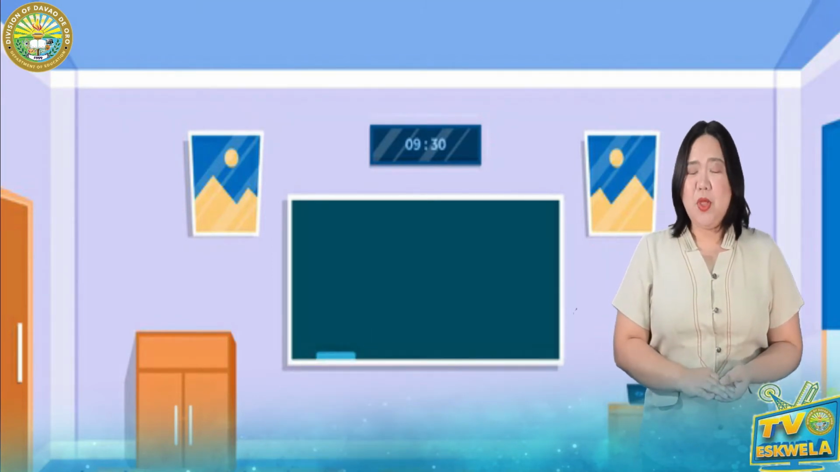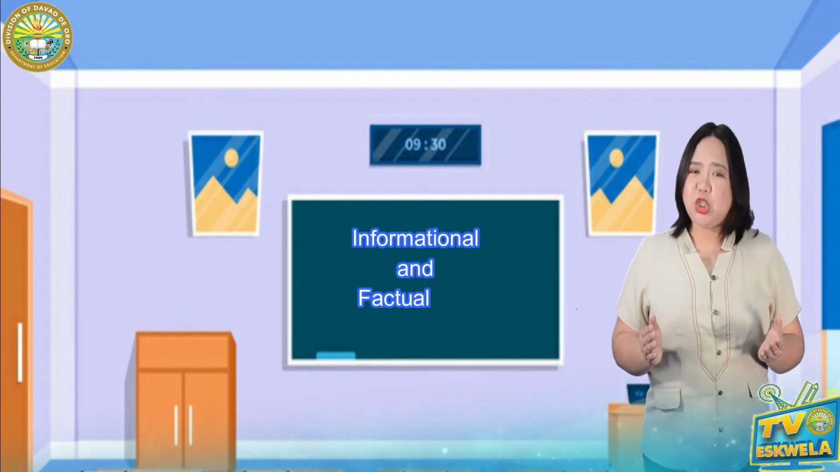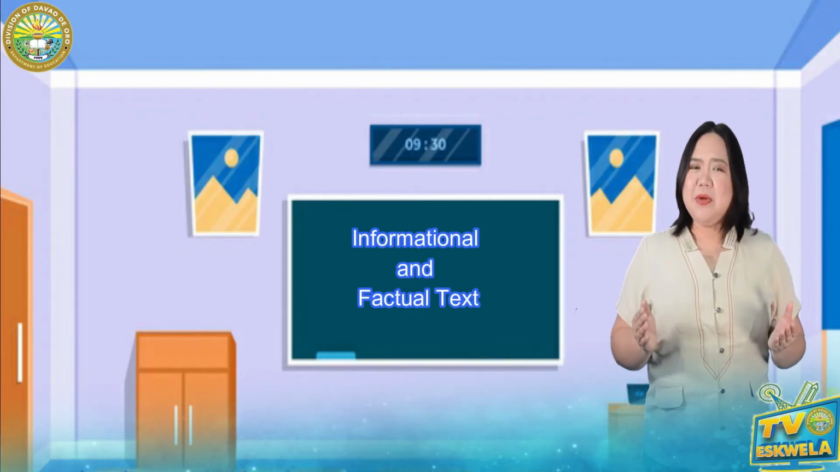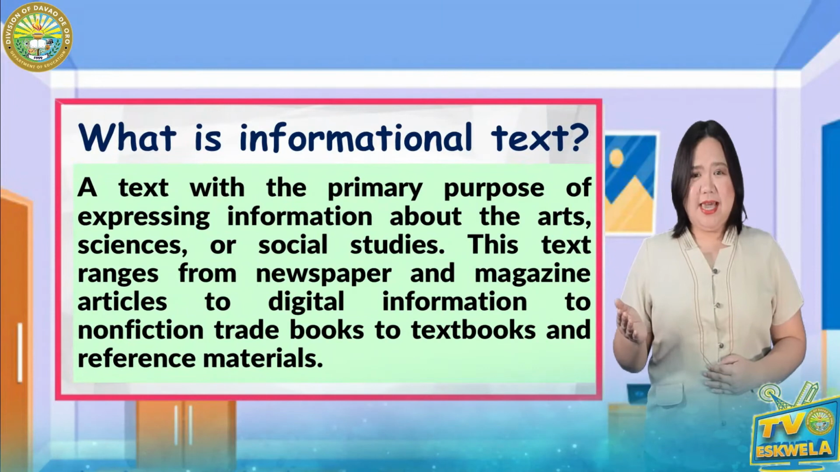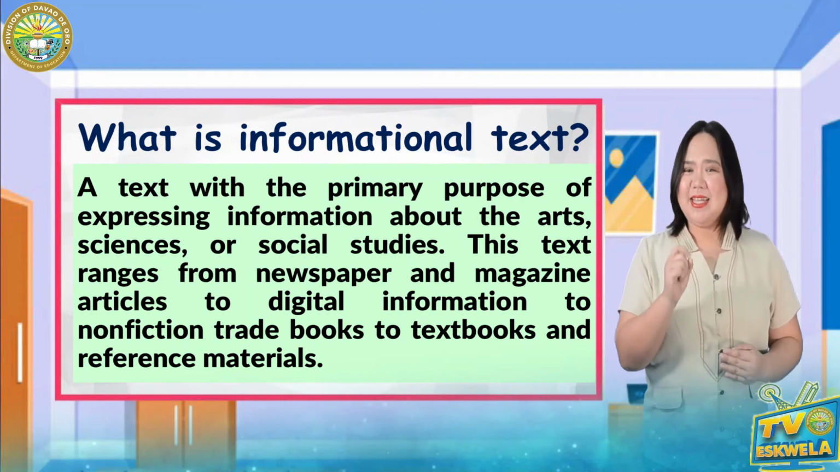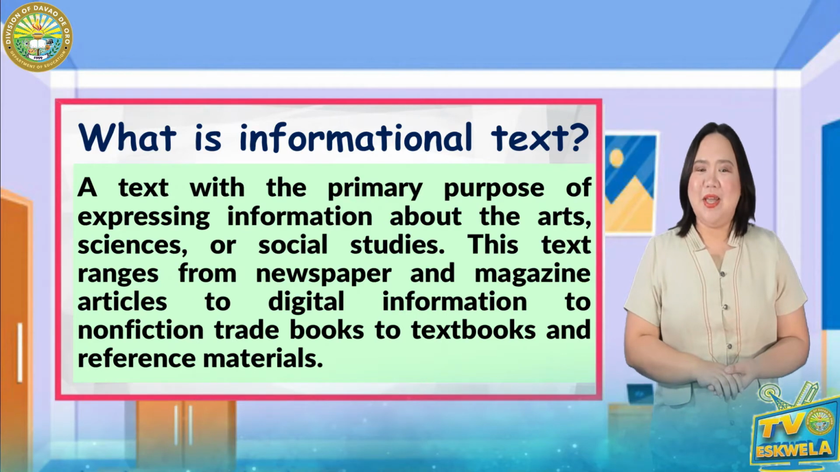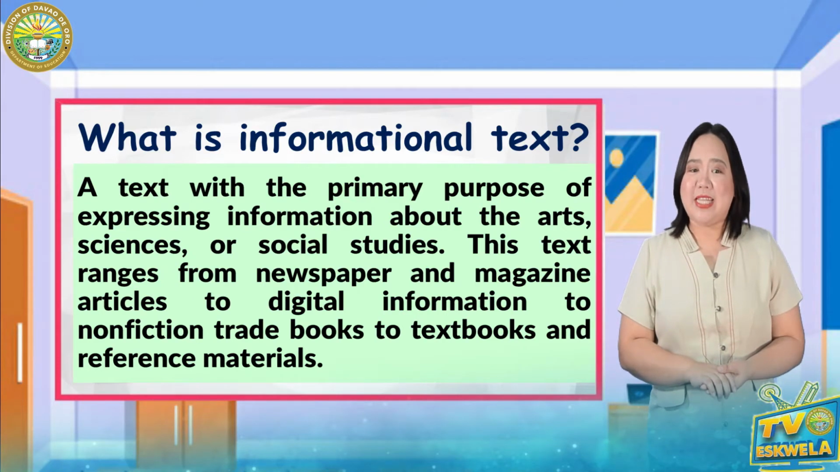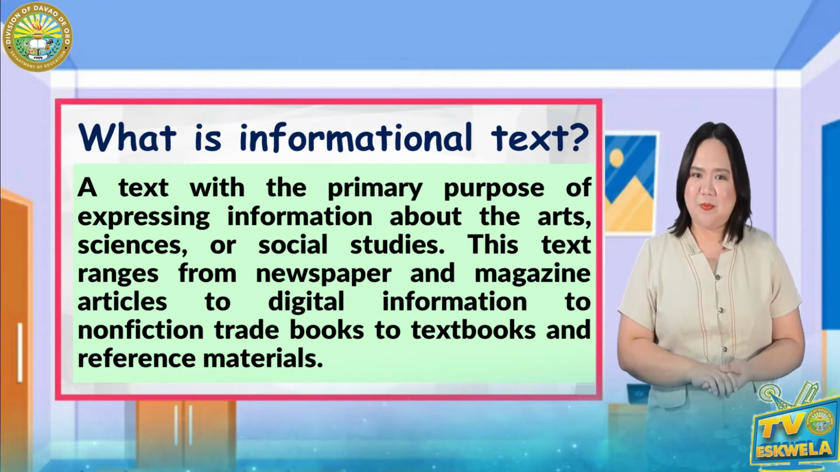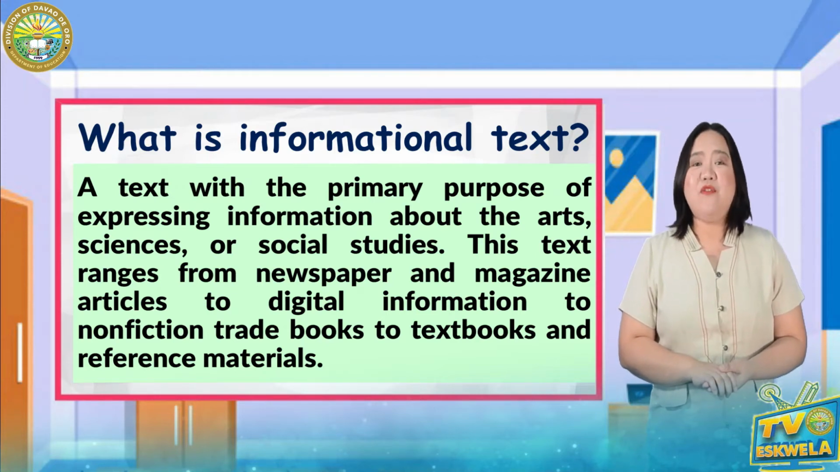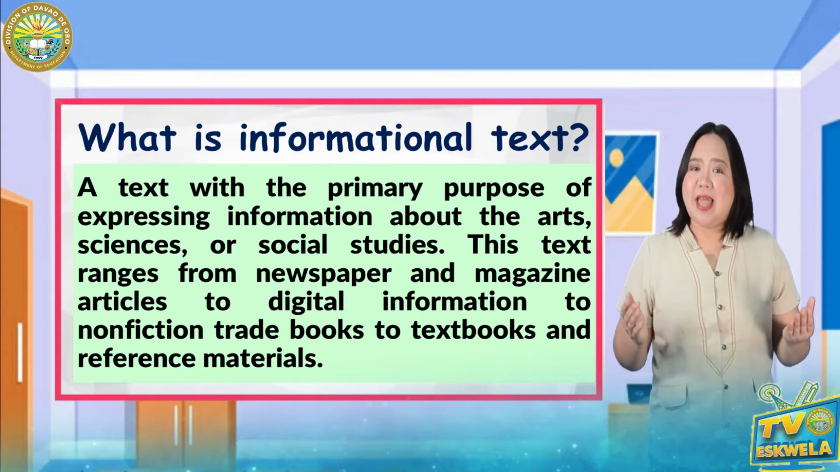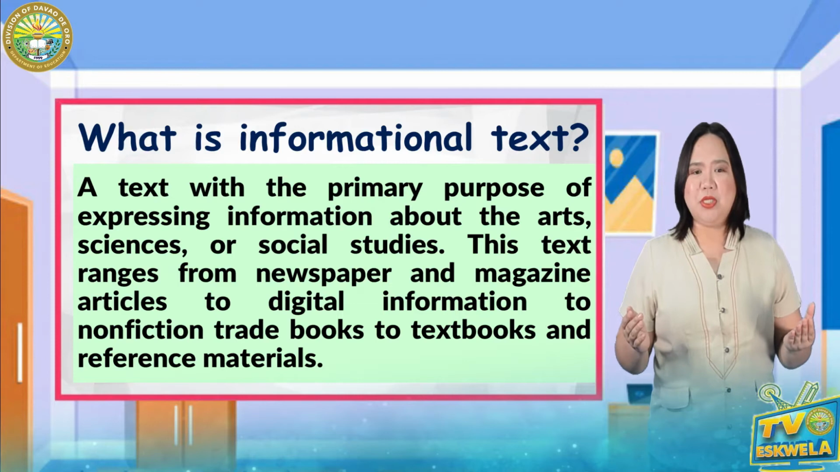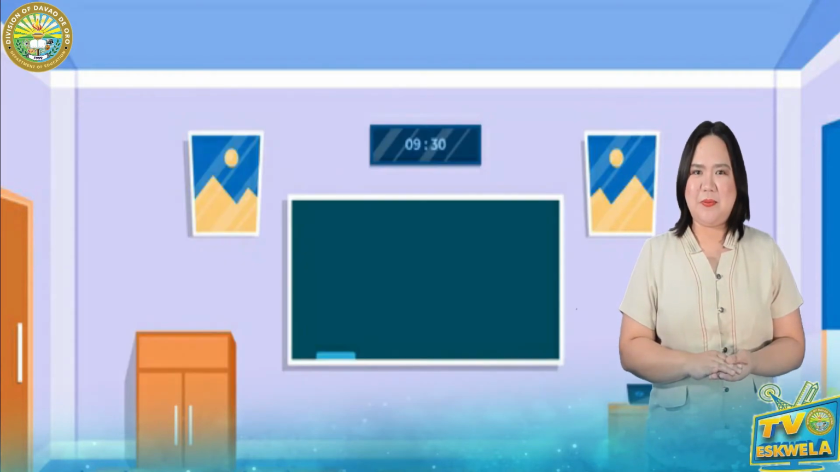Tracking back the railroad of our previous topic, informational and factual texts, can you tell us more of those? What is informational text? Yes! This is a text with the primary purpose of expressing information about the arts, sciences, or social studies. This text ranges from newspaper and magazine articles to digital information, to non-fiction trade books, to textbooks, and reference materials.